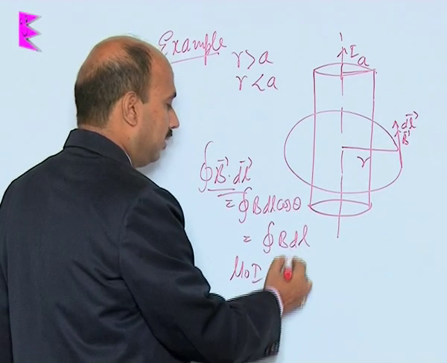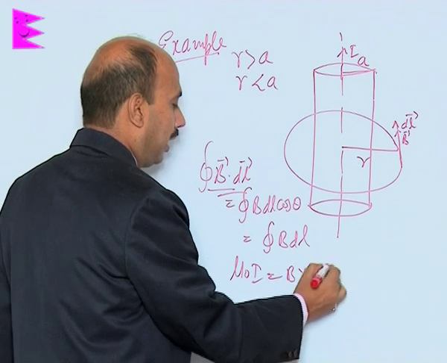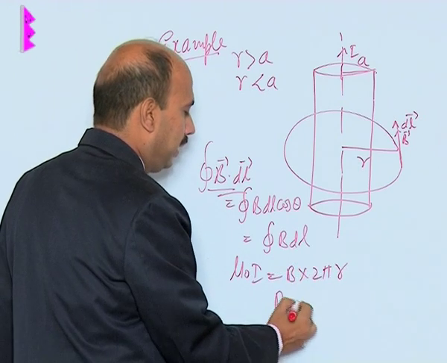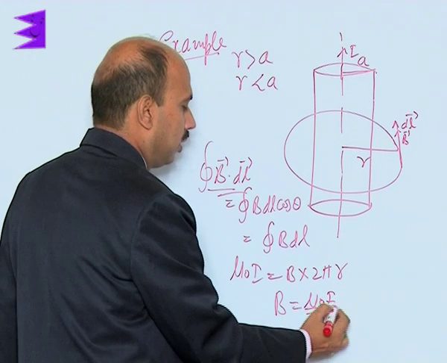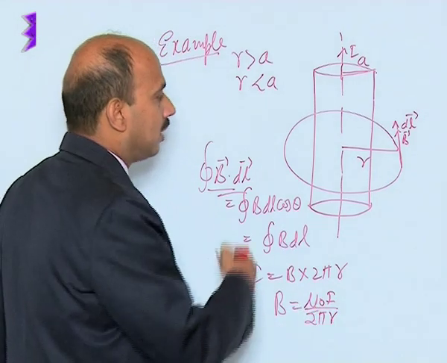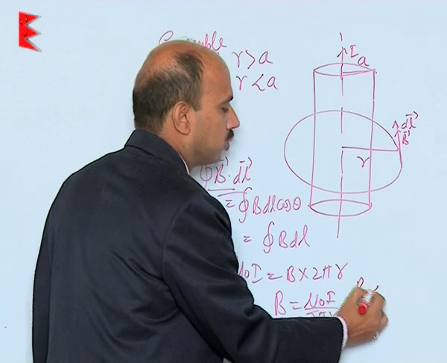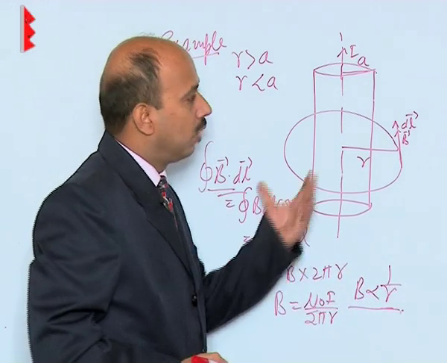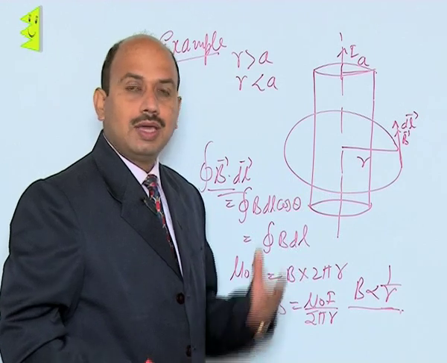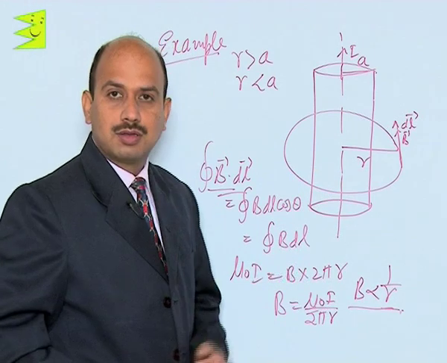So mu naught I is equal to B into 2 pi r. So we will be getting B is equal to mu naught I upon 2 pi r. That means outside this conductor B is inversely proportional to R. So this is the outside we have calculated.